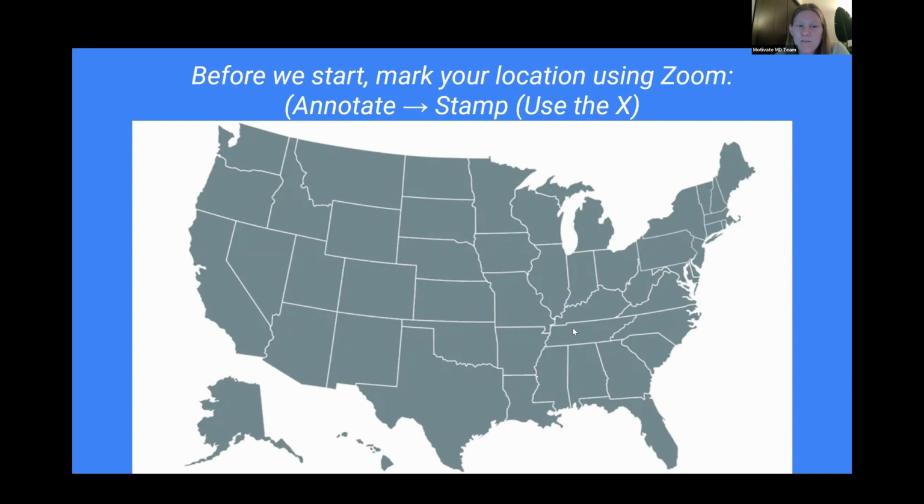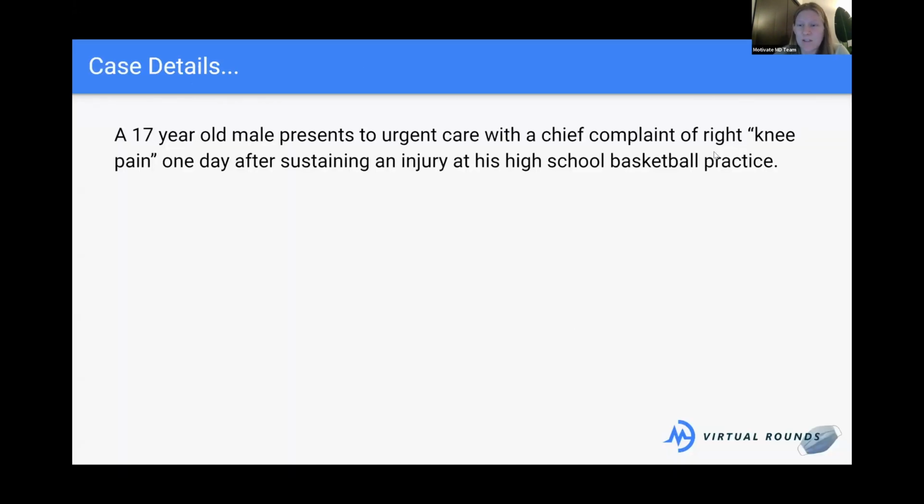So we have a 17-year-old male patient who is presenting to our urgent care with a chief complaint of right-sided knee pain one day after sustaining an injury at his high school basketball practice. So a pretty typical picture, a patient that maybe went home and thought that it was going to get better and didn't go to the emergency room right away. So that can tell you some things about how severe it might be just off this one sentence.